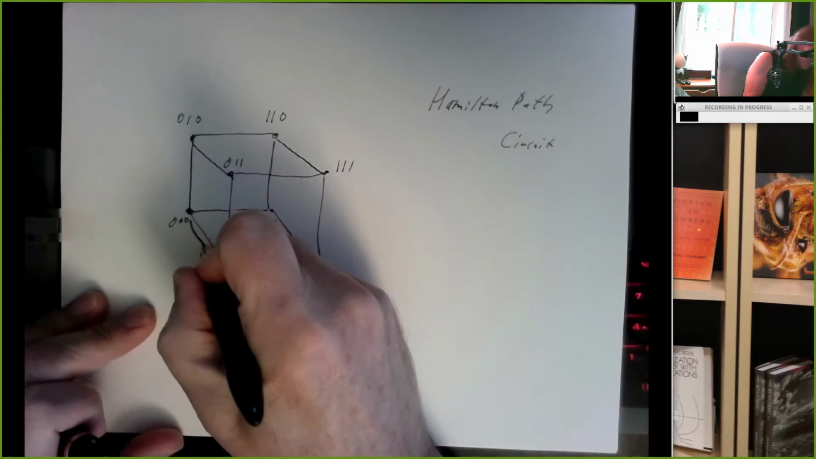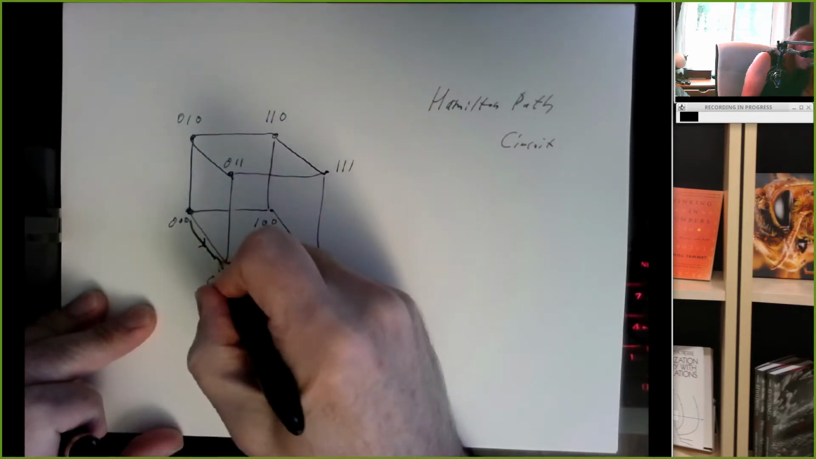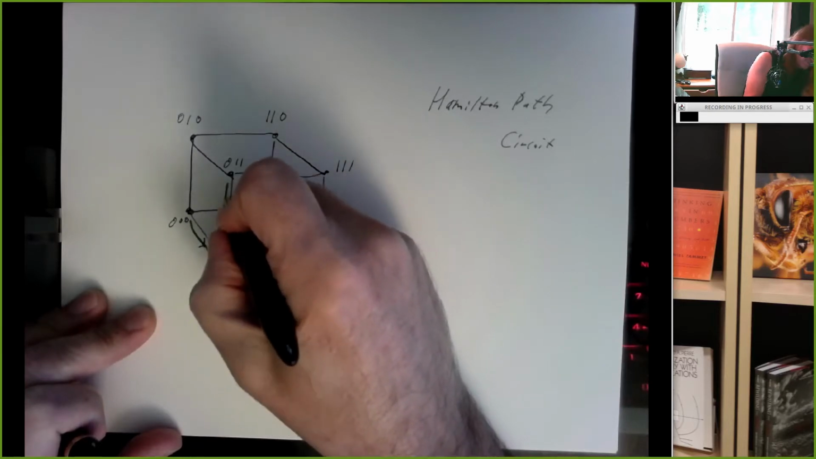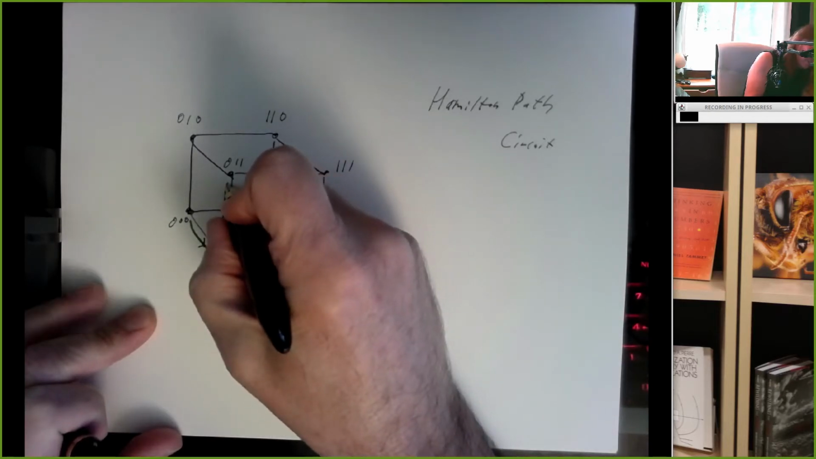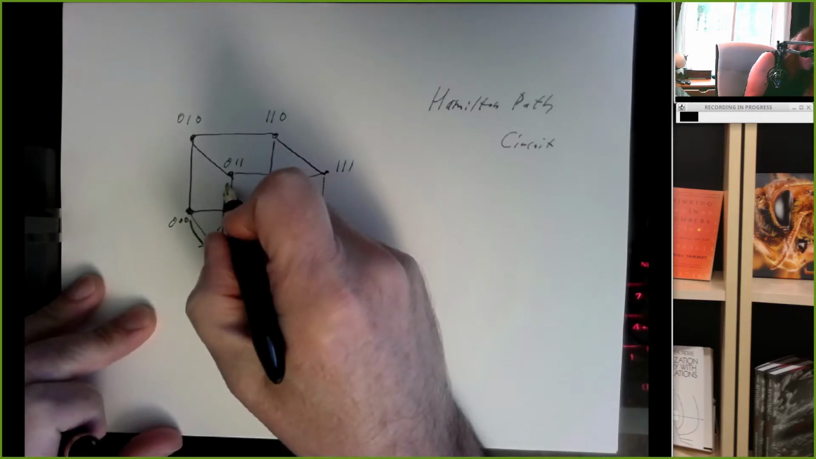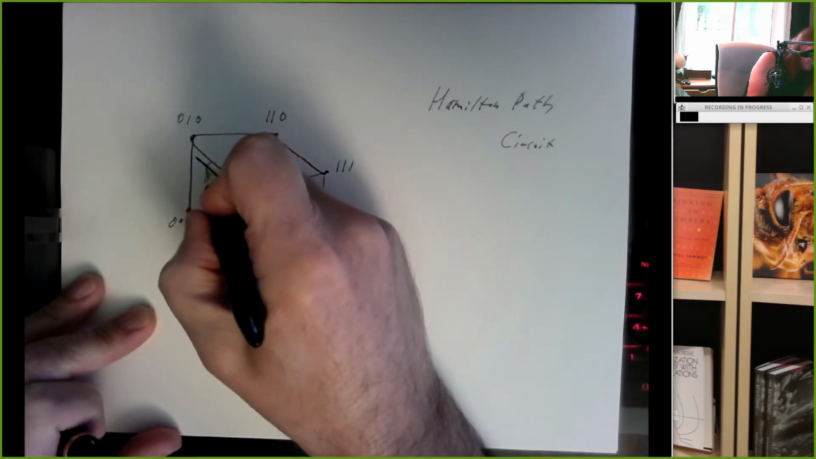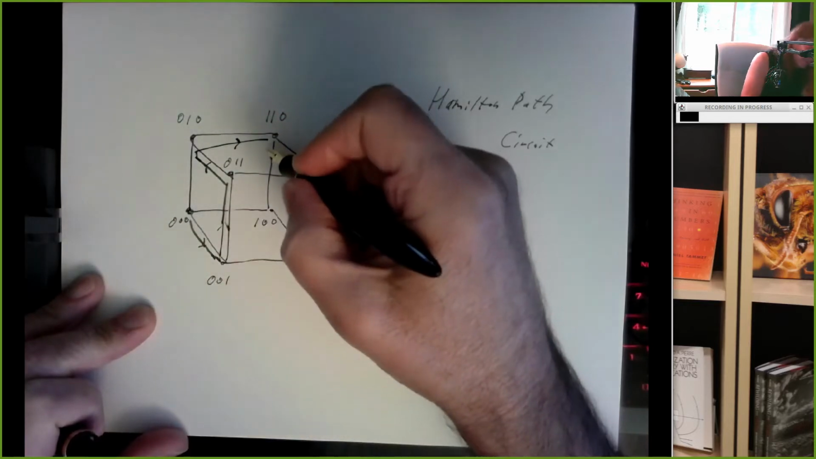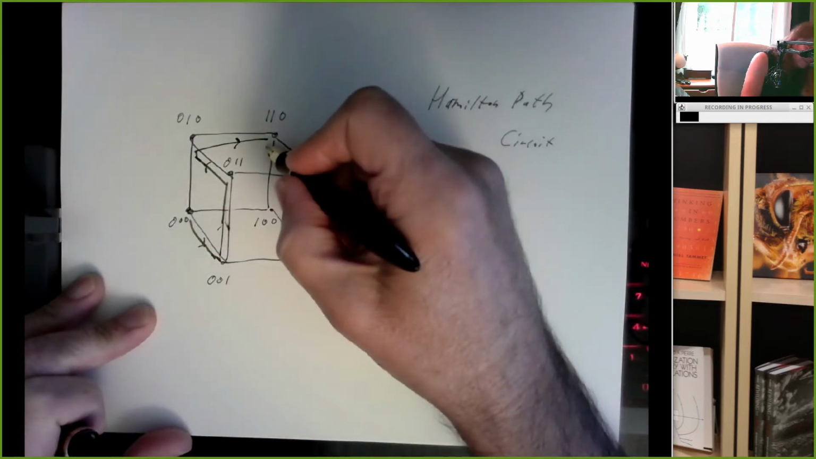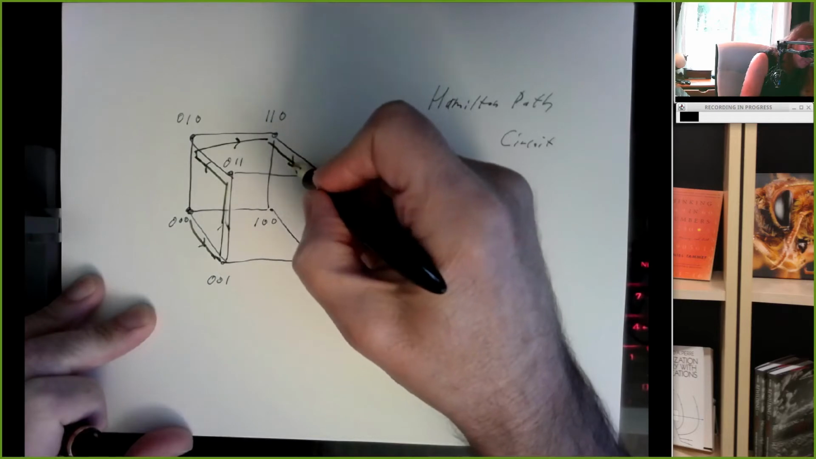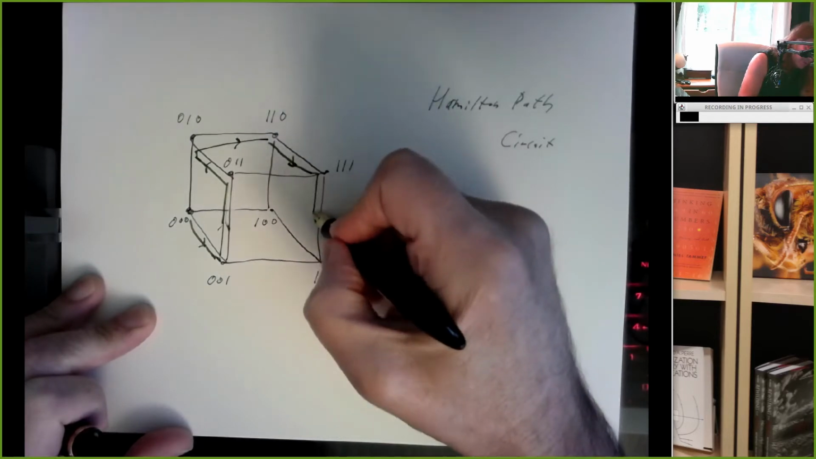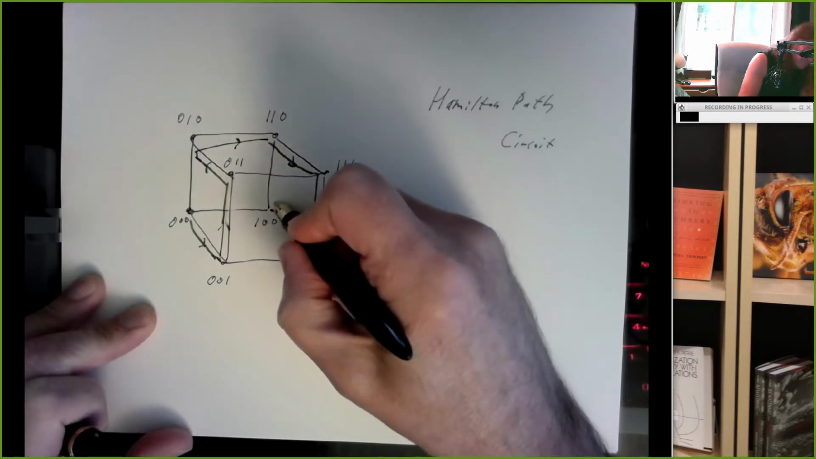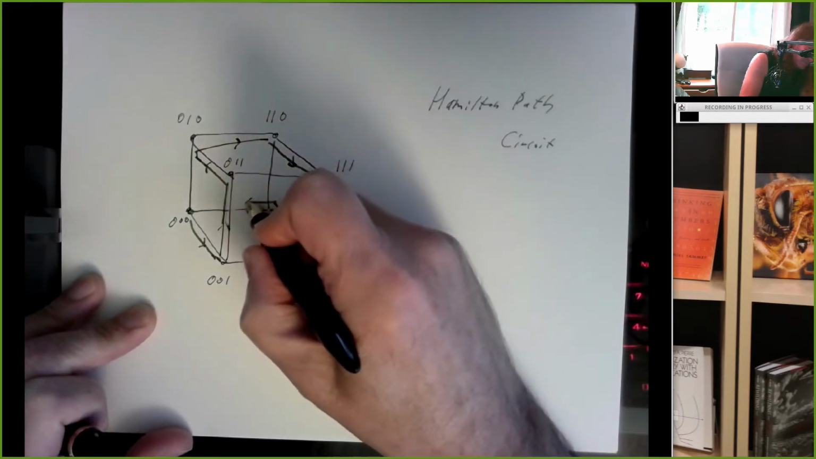Let's come down here. And then let's go up here. And then let's go across. And then come down. And come across. And come down. And this doesn't have to be a continuous path, right? It just has to be a path.